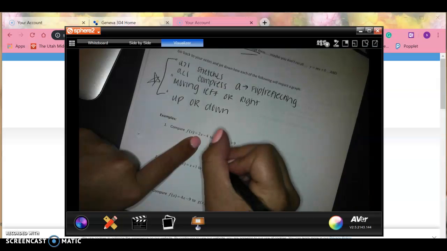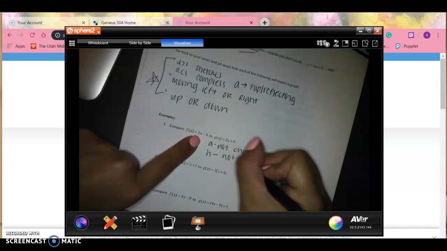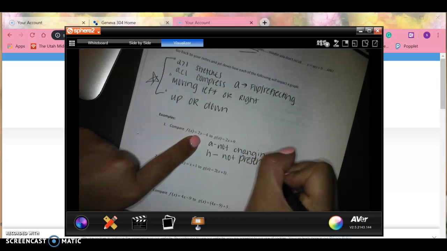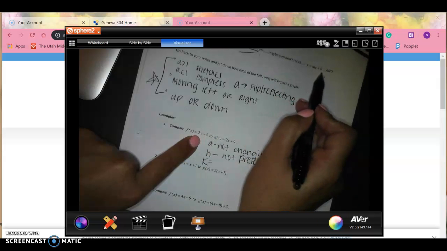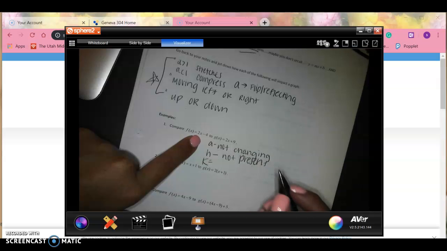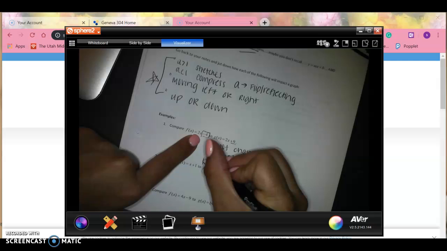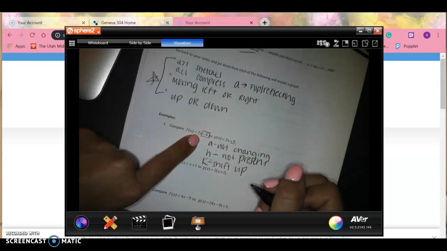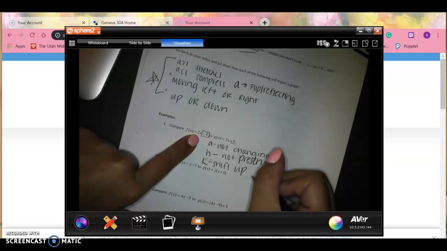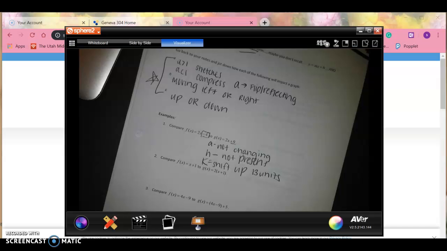Okay, H is not present. But K is our B value, and y is equal to mx plus b. We're talking our y-intercept. So K, it went from negative 4 to 9, so we're shifting up. And we actually are shifting up 9, 10, 11, 12, 13 units. So we're shifting up 13.